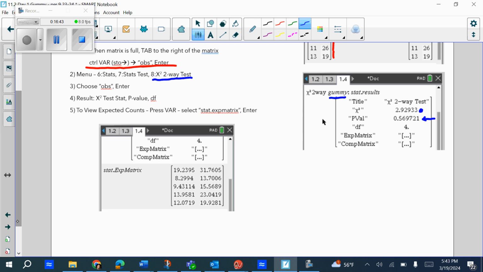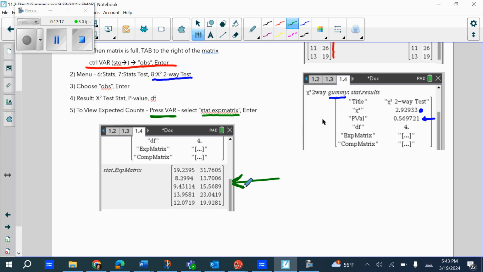So to do that, you will go to where the VARS button is, and look down the options on the menu until you find stat exponential matrix. Once you have that, hit enter, and then you have to enter twice, and then look there. It gives you the entire matrix of the expected counts that we calculated earlier. So this is a shortcut to getting there.